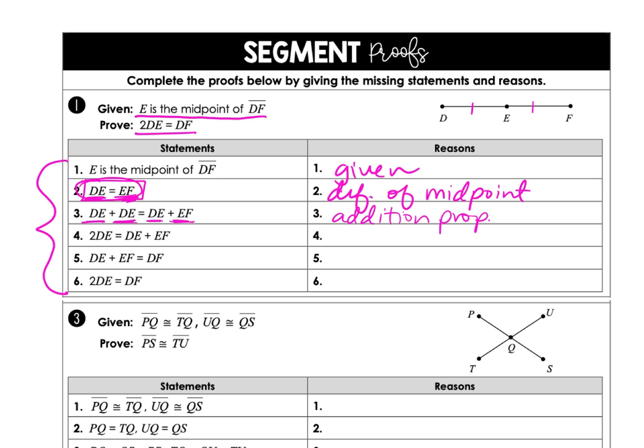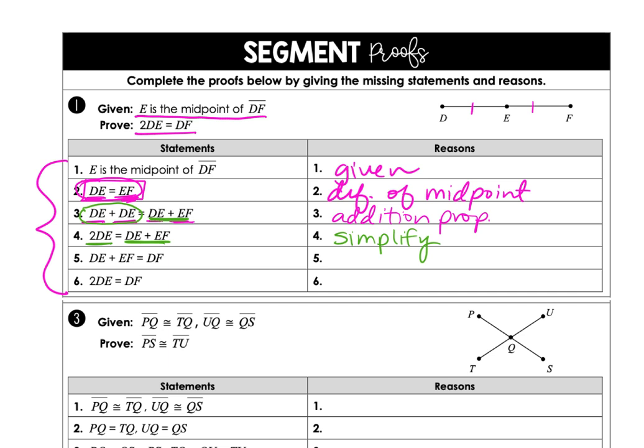Okay, now we're here. This didn't change. The right side stayed the same. What happened on the left side? We just combined like terms on that left side, so you can just say simplify for that one. Now what?